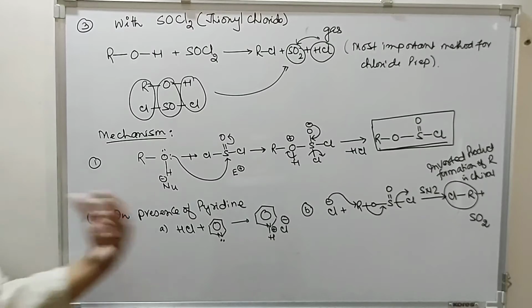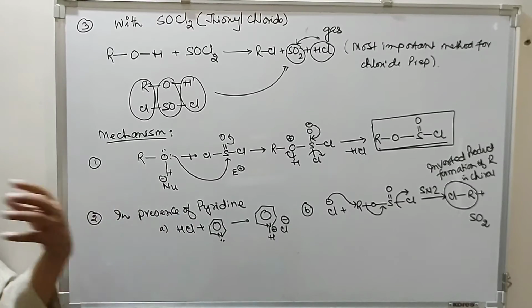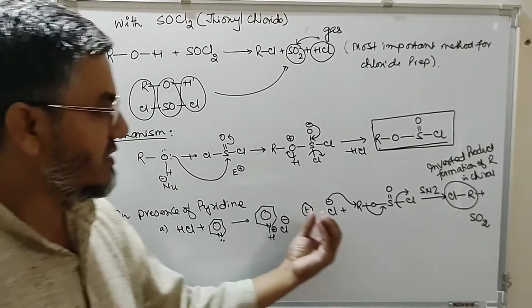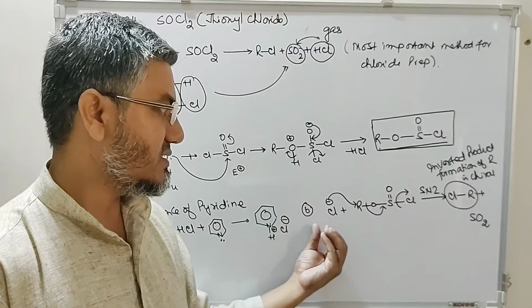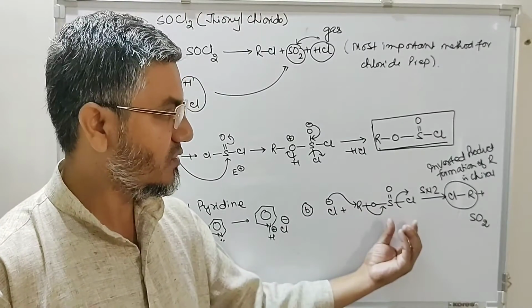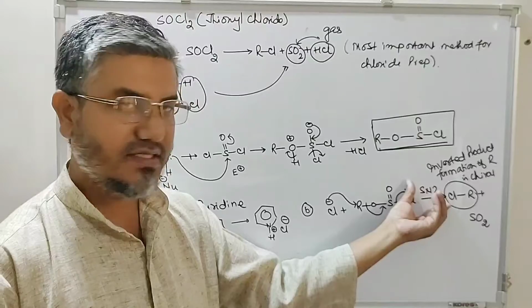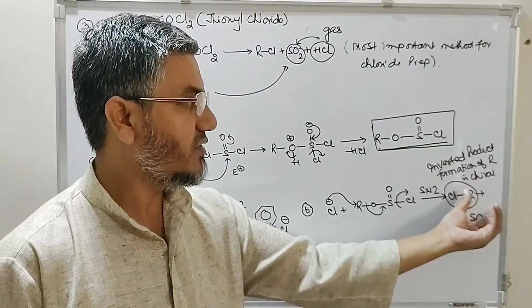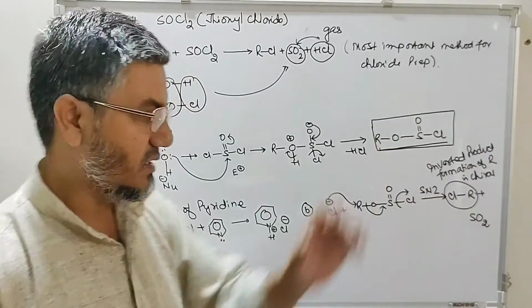So this is what is happening in presence of pyridine. In presence of pyridine, we have free Cl minus, and this Cl minus is attacking the alkyl group from the rear side of the leaving group via SN2 mechanism, forming inverted product if R is chiral.